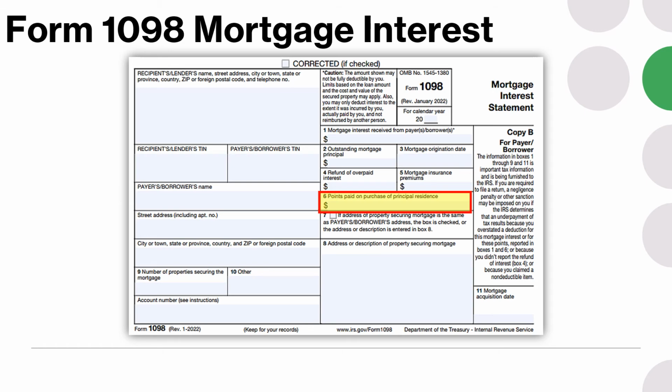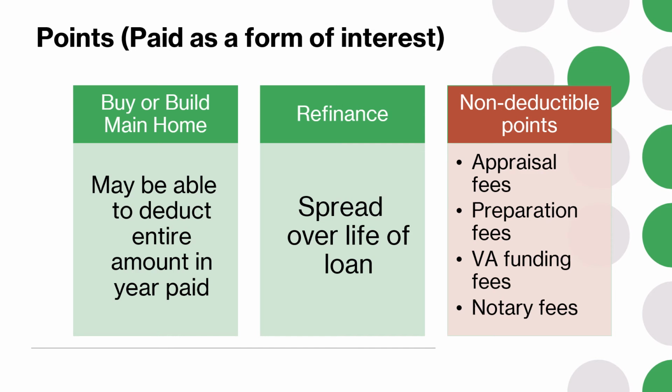And then if we move down to box 6, you'll see that that's where points are reported. And it says, points paid on the purchase of a principal residence. So there are some details that we need to talk about in regard to points. And again, these are points paid as a form of interest that are deductible.